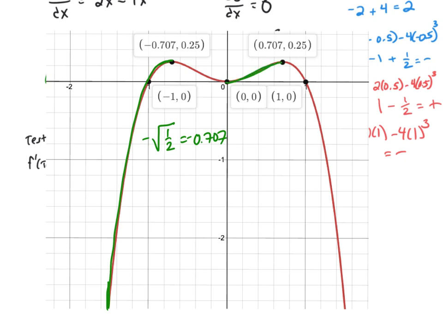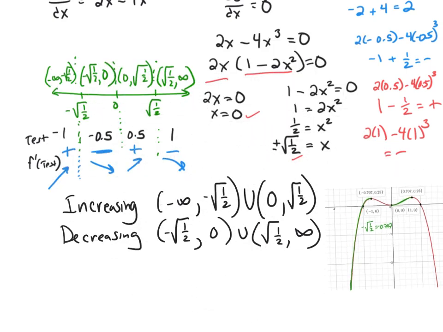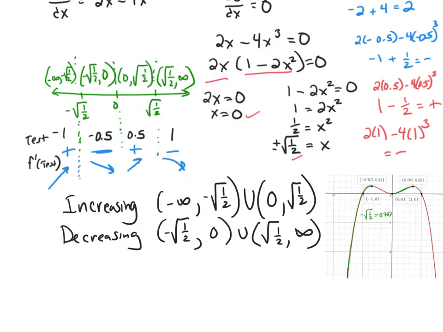And so you can see that this graph really is agreeing with what our sign chart says. We always like when it agrees with what we said. So everything seems to match up: the increasing are increasing and the decreasing are decreasing.